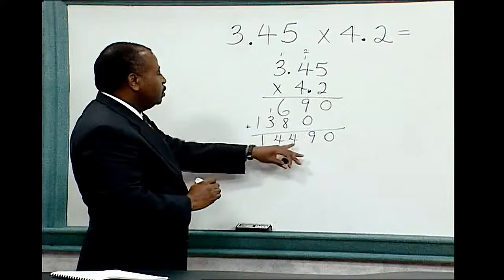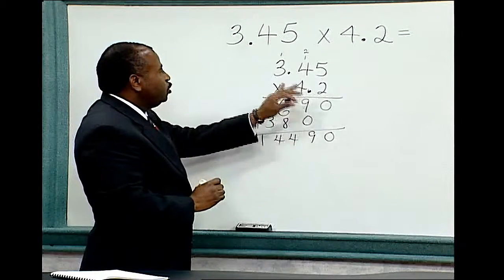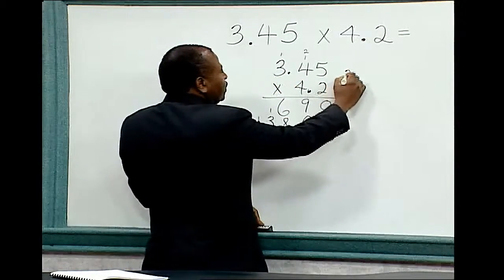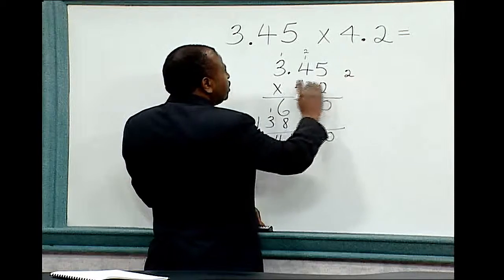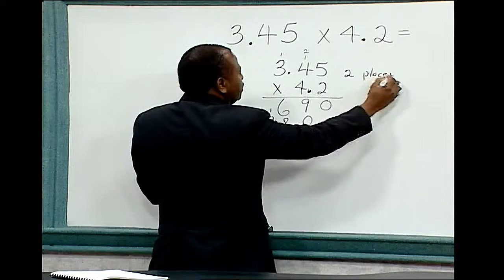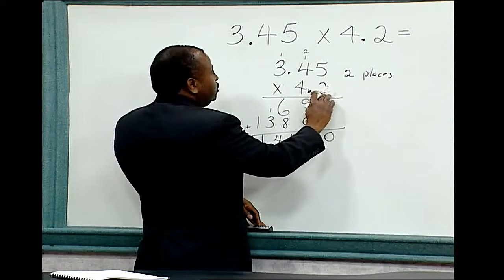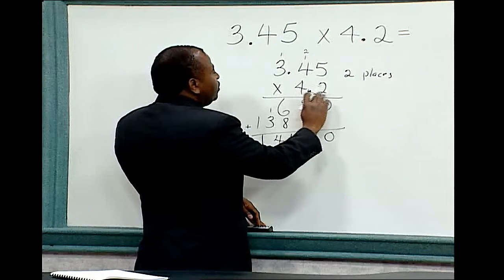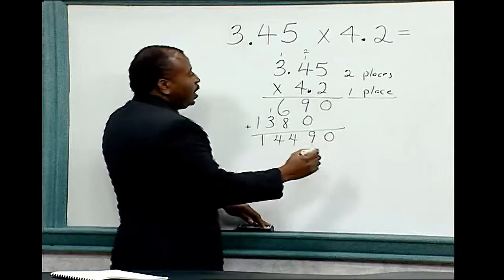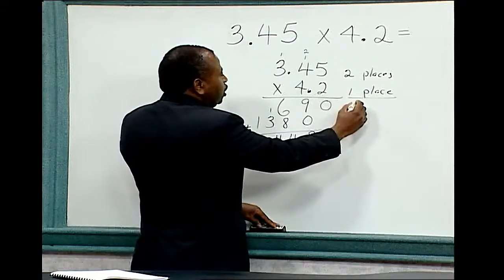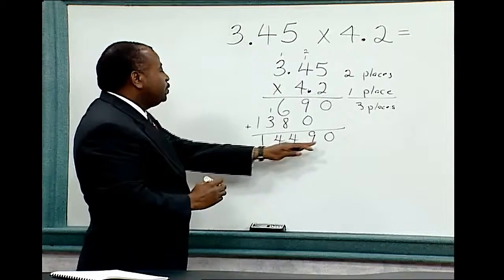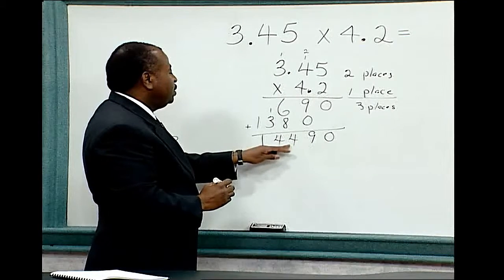In order to determine where the decimal will be placed in your answer, you must count the decimal places. 3.45 contains 2 decimal places because there are 2 numbers behind the decimal point. 2 places. 4.2 contains 1 place because there is 1 number behind the decimal point. 1 place. Then we have to add these 2 together. 2 plus 1, you get 3 places. And therefore, 3 places must be placed in your answer.